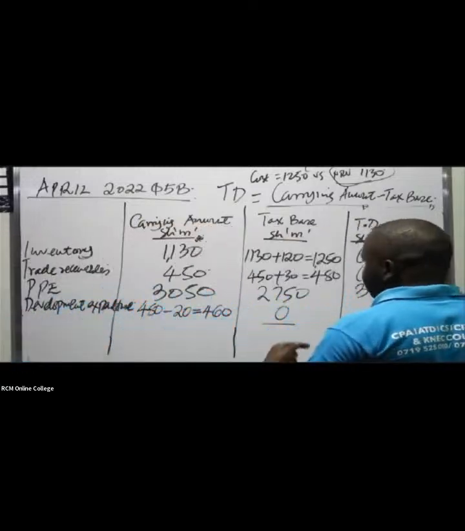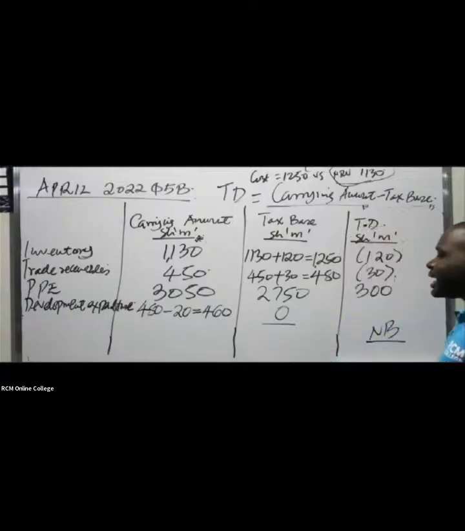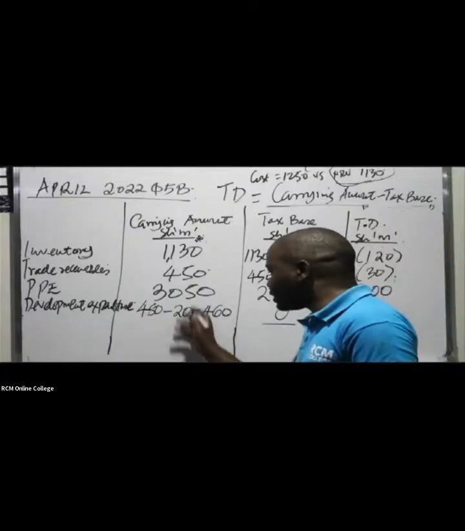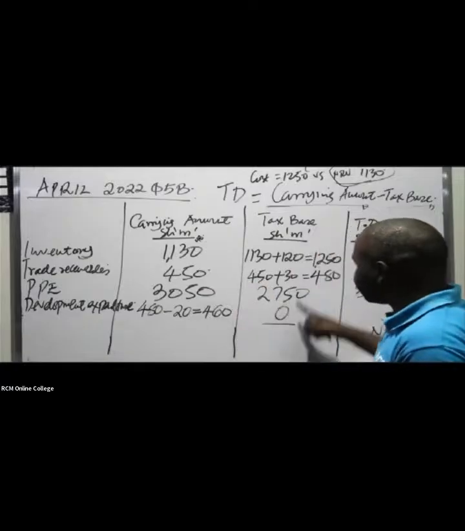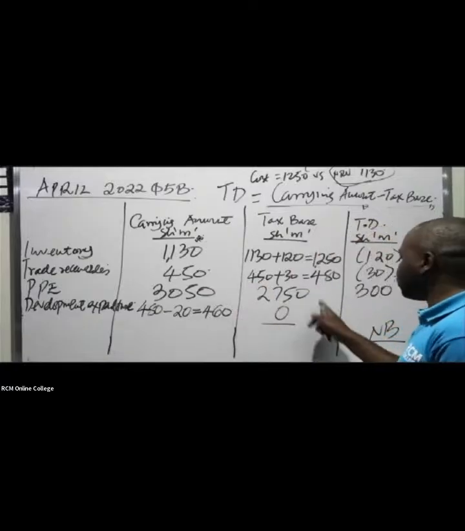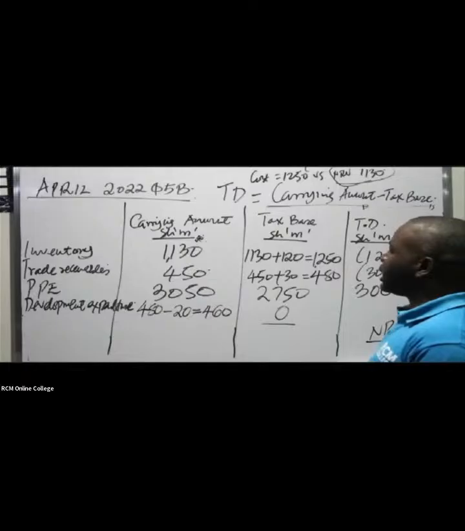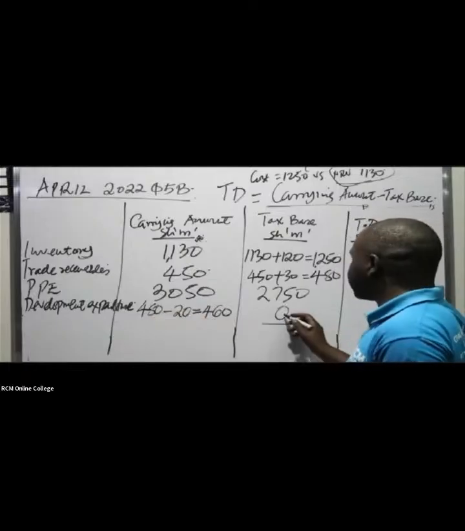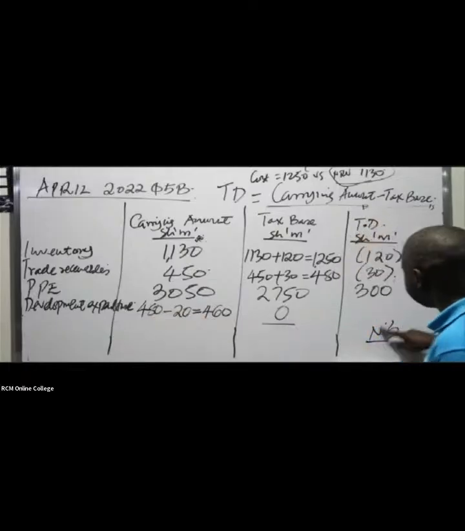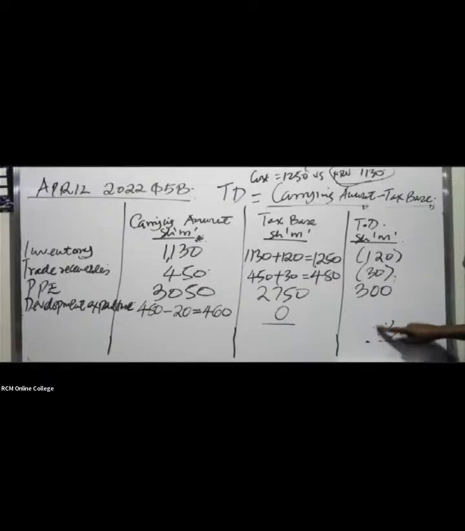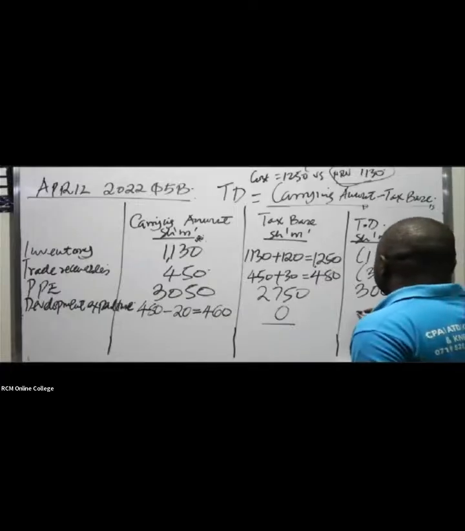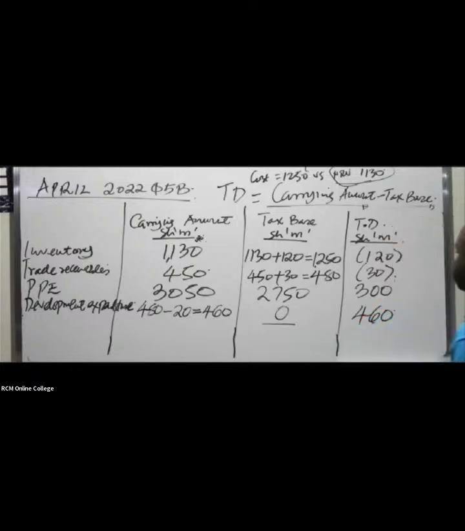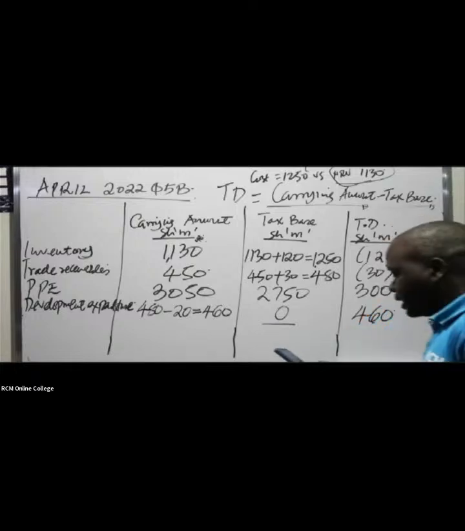But of course, in that statement, they already told you that the entire amount was allowed by the taxman. So it means he had deducted the whole of it as a development expenditure, and therefore this one ended up being 0. So in that case, our temporary differences here will end up being 460, which will be taxable temporary differences of an amount of 460. So you can write 460 like that.